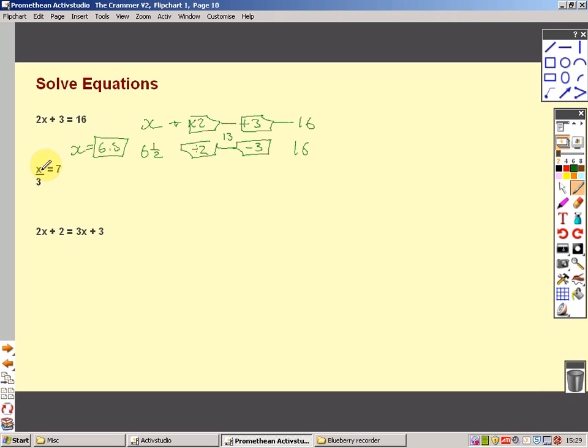I put this one in here slightly differently just to make sure you know what that means. That means x divided by 3 equals 7. So x divided by 3 gives you 7. Working backwards, 7. Opposite of divide by 3 is times 3, which is 21. So x equals 21. Check that. 21 divided by 3 is 7.